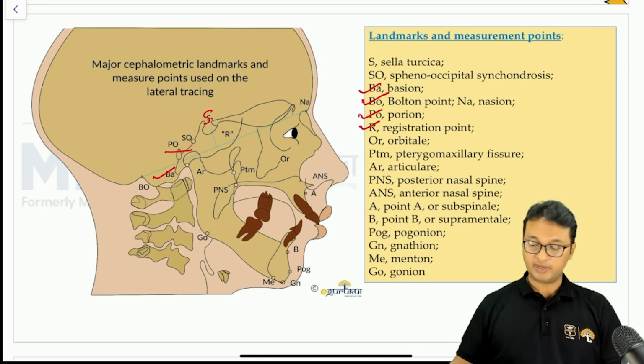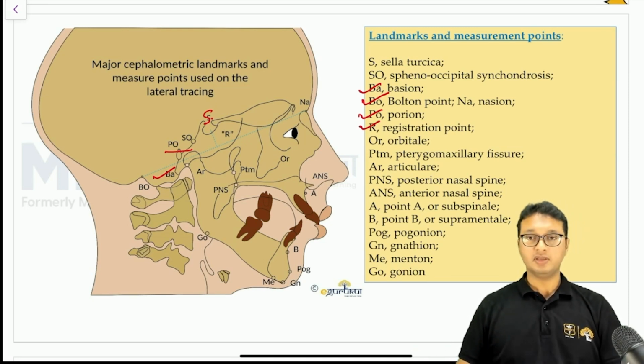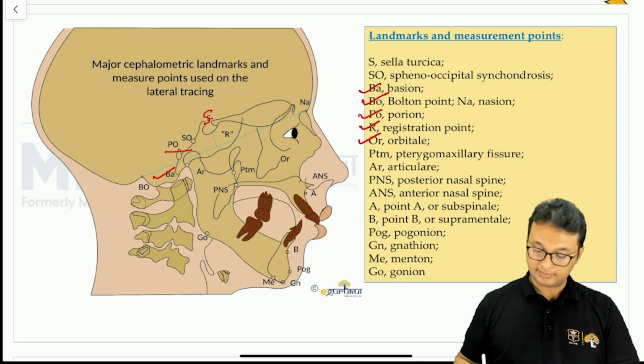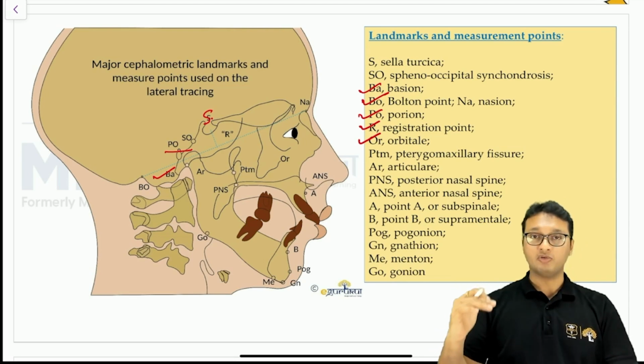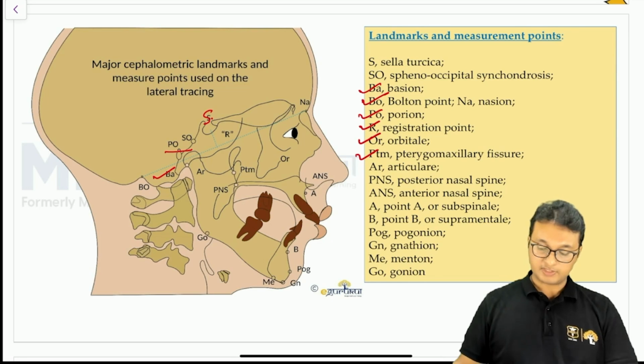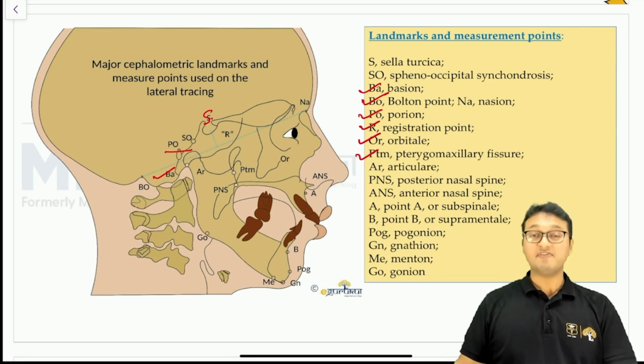Then registration point. This is important from the point of view of cephalometric superimposition, in which we have to compare the before and after changes, whatever have been brought about by means of orthodontic appliances. Then we have orbital, that is the lowermost point on the outer margin of the bony orbit. Then we have pterygomaxillary fissure, which is present at 11 o'clock position.